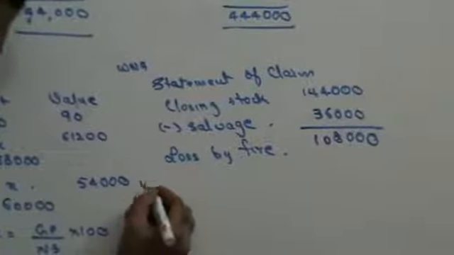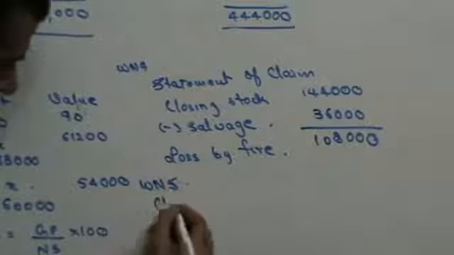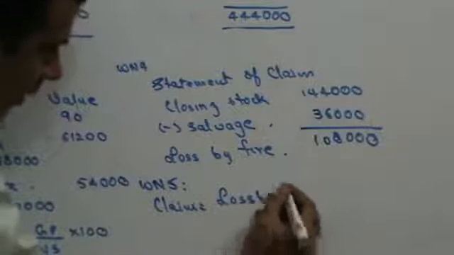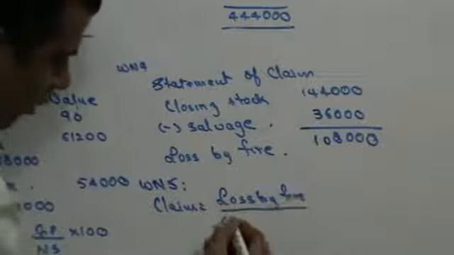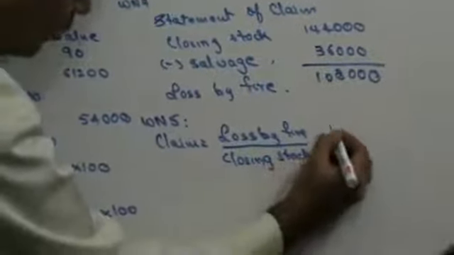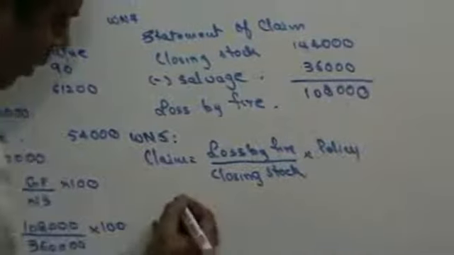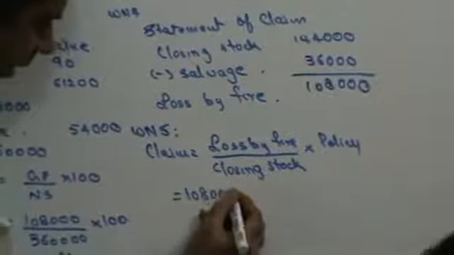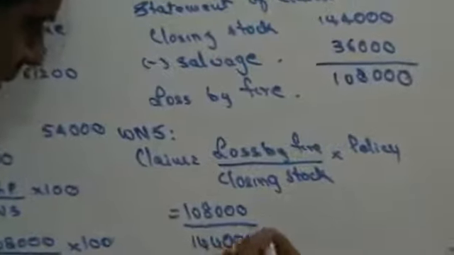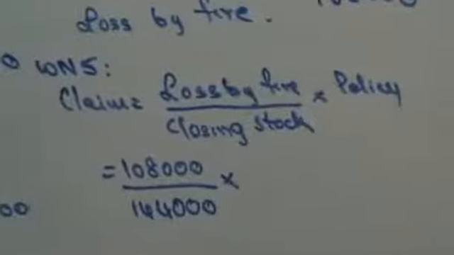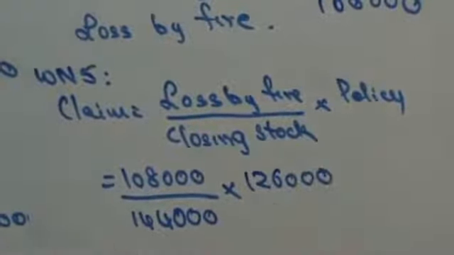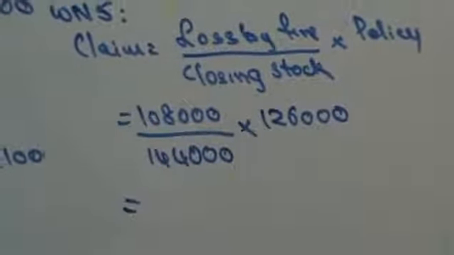Once I have this, then working note 5, claim amount. Claim amount is loss by fire upon closing stock into policy amount. Loss by fire is 1,08,000. Closing stock is 1,44,000 into policy amount. Policy amount is given to you as 1,26,000. So when you work this out, you will get your claim to be 94,500.